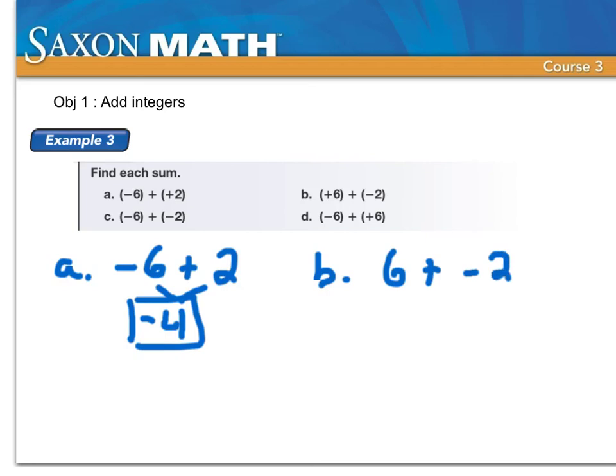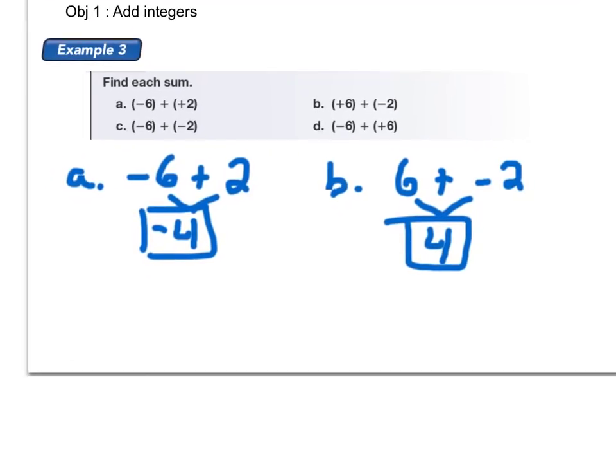Okay, B is +6 plus -2. Once again, signs are different. I've got a positive and a negative, so I'm going to find the difference. 6 minus 2 is 4. Now we've got more positives than negatives, so my answer remains positive. Okay, and letter C.